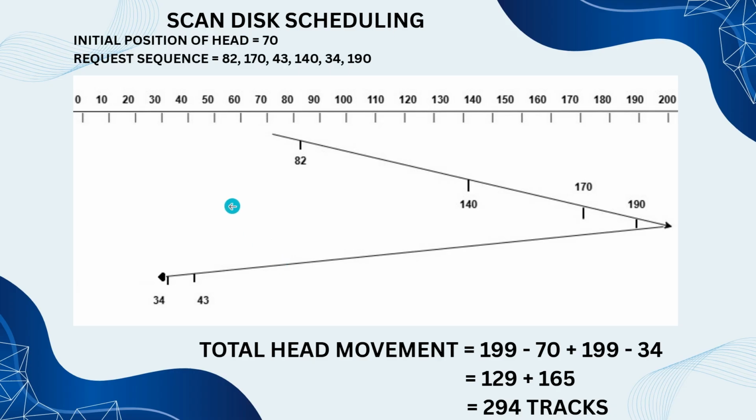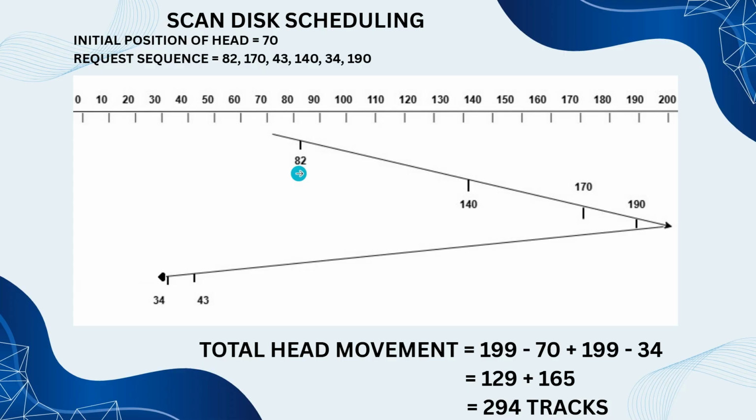For example, consider a disk having 200 tracks and requests arriving in the order 82, 170, 43, 140, 34 and 190. The initial position of the disk head is at track 70 and the head is moving towards the right. The image shows how the disk head moves for this request sequence.